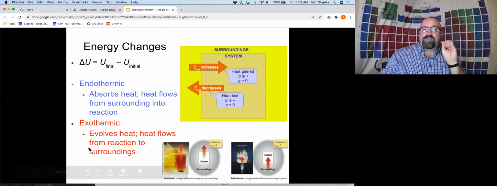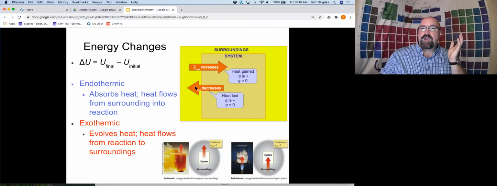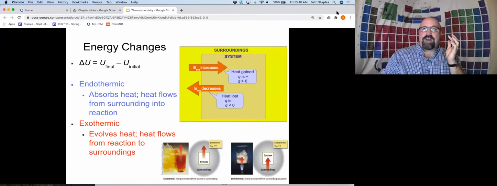As opposed to an exothermic system. In an exothermic system, our system is losing energy. Exothermic, Q is negative, and so our system loses energy to the surroundings. Now let's take a look at why it is so important to keep in mind this direction of energy flow.